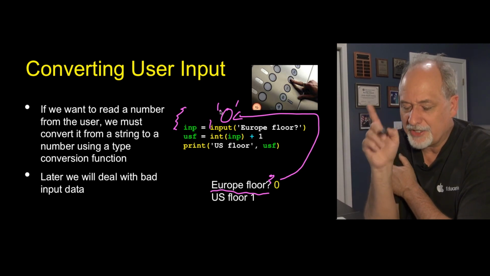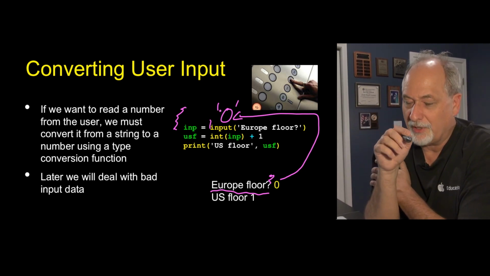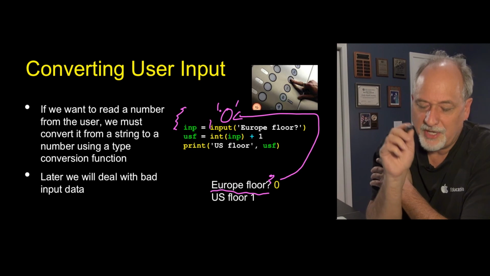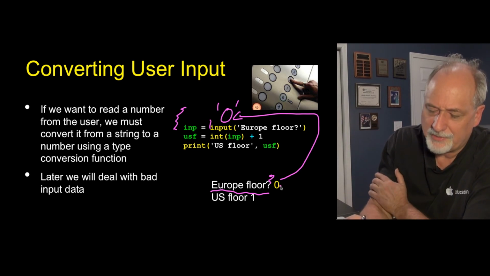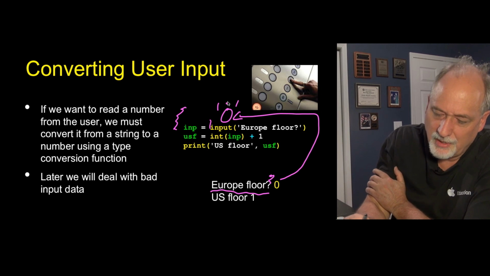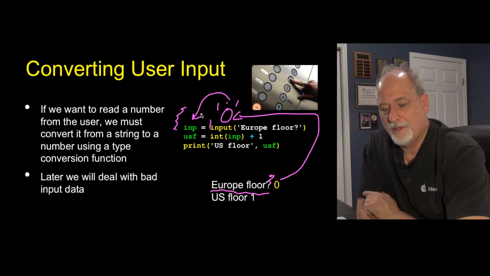Input gives you back a string. It doesn't give you back a number. It was a little different in Python 2, but in Python 3, input gives you a string. So quote 0 quote, which is what we typed here. We didn't type the quotes, it's a string, gets stored in the imp variable.